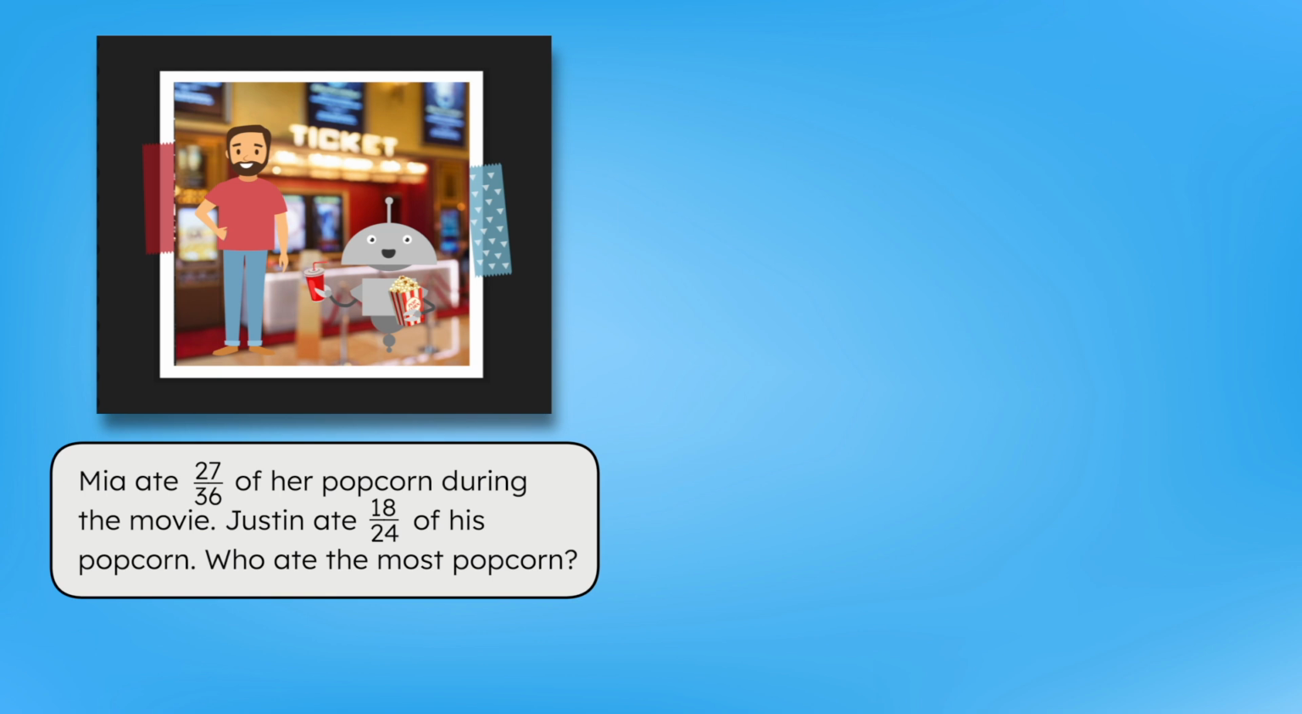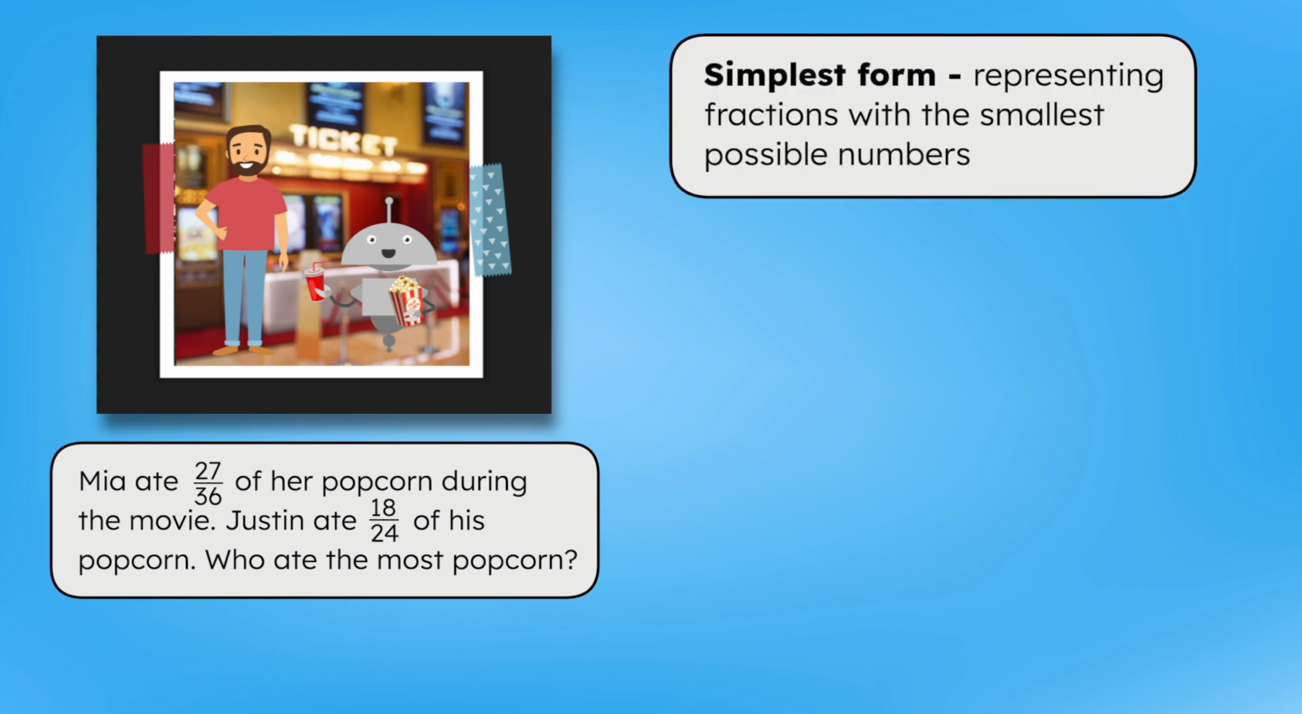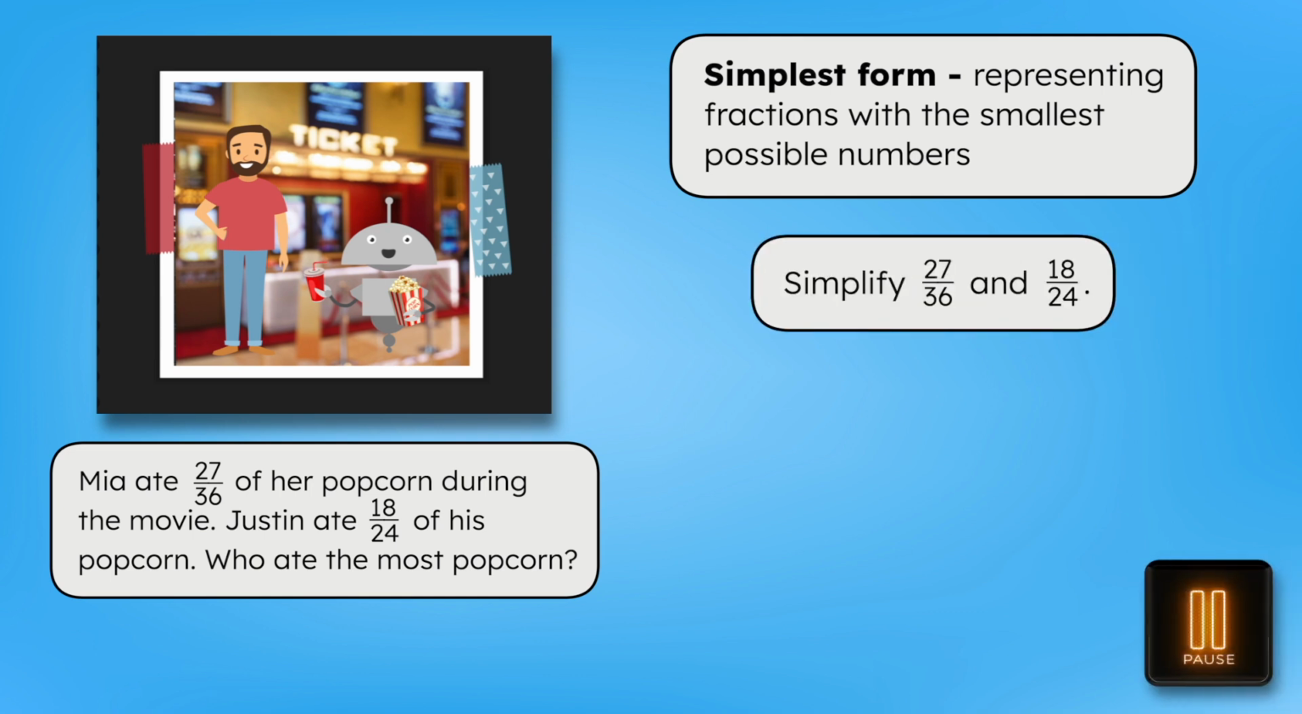How do we know if a fraction is in simplest form? When the numerator and denominator have no common factors left besides 1 and are represented with the smallest possible numbers. Pause the video here to simplify these fractions so we can compare them more easily.